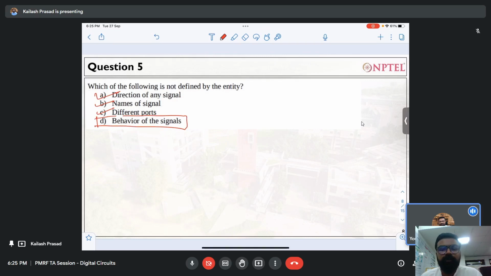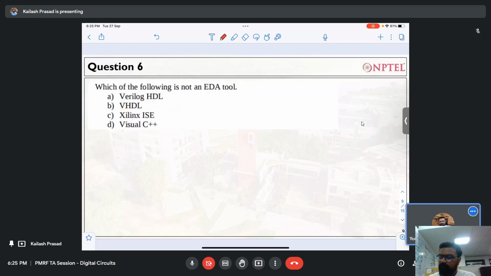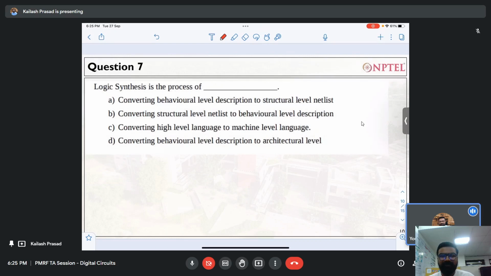What do you mean by behavior? Whatever signal you are defining, what is it going to do? That we don't define over here. That you define inside the other block, the architecture, where you define everything. In the entity we only define the direction, the name, and the different ports. So whoever said the answer D, that is correct. Okay, moving to question number 7.